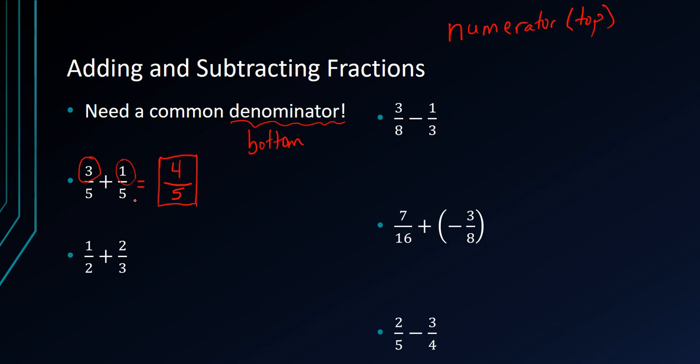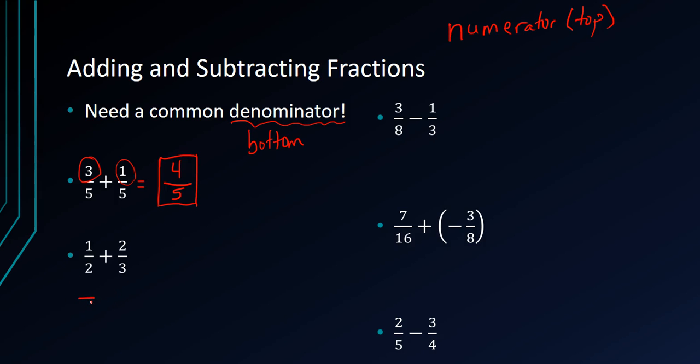Okay, you do not change the denominator when it's already the same. Basically it's saying you have 3 of something and 1 of something, so you have 4 of that something. In this case it's fifths. We do not add the 5s together. Now we have 1/2 and 2/3. The denominators are not the same. So first we need to make those the same.